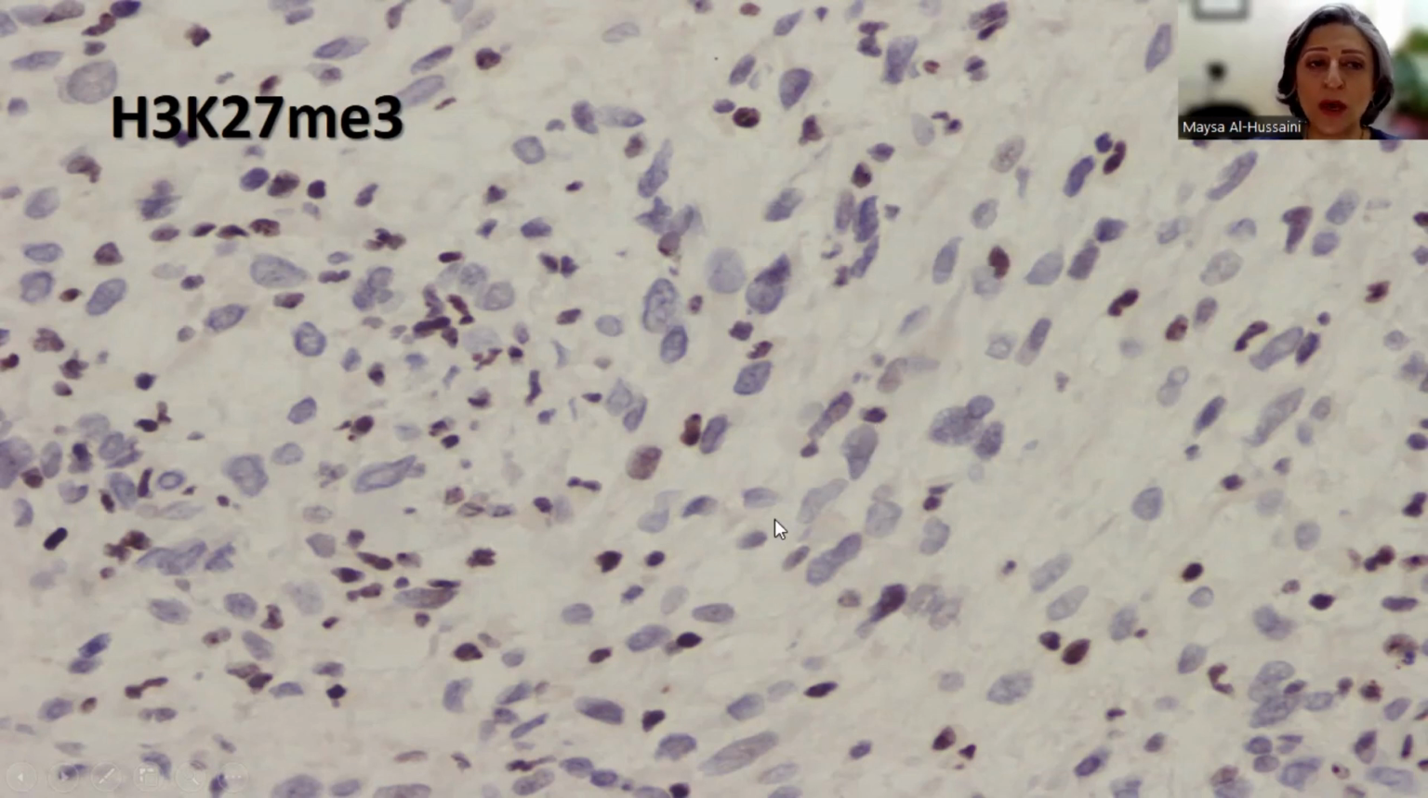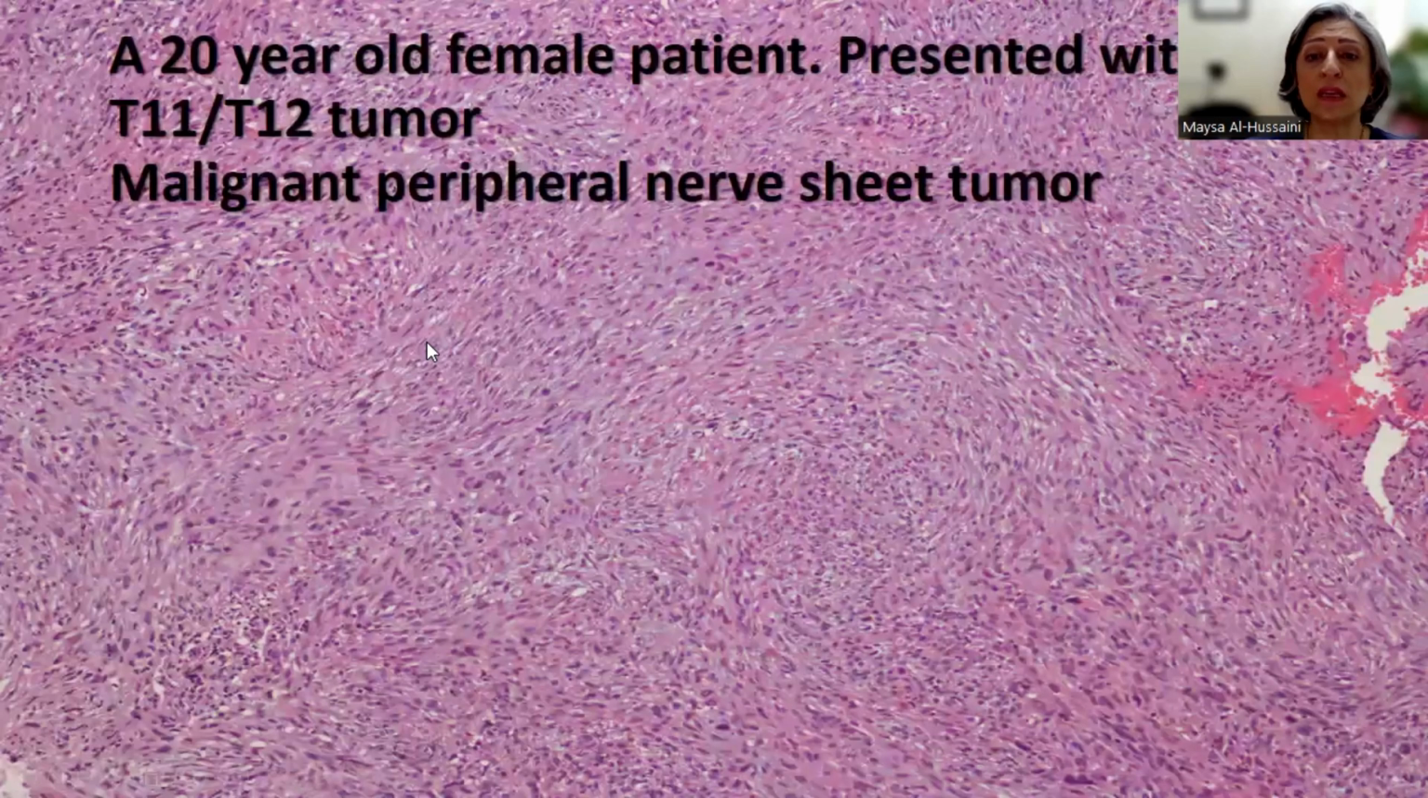So put together the age, the location of the tumor, the immunohistochemical stains, and the support from the histone trimethylation, this would really sum up into the final diagnosis of malignant peripheral nerve sheath tumor. I hope you find this tip useful in your daily practice.